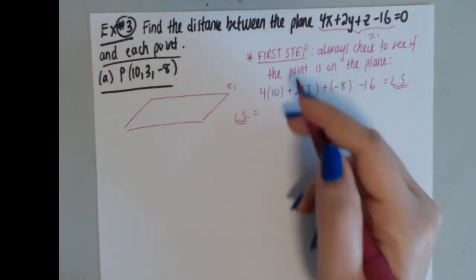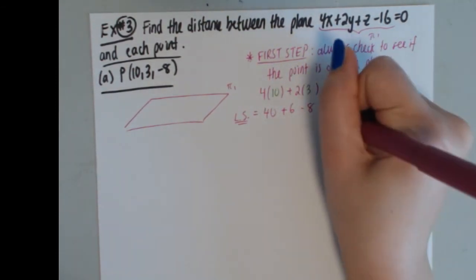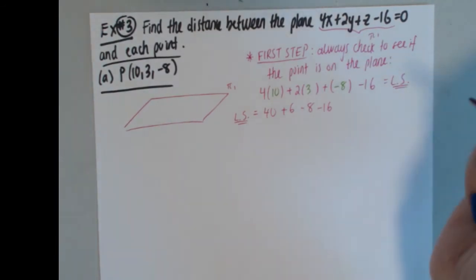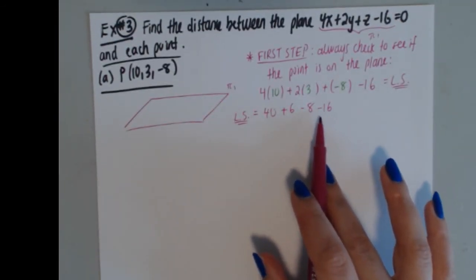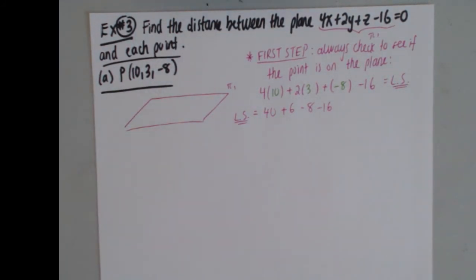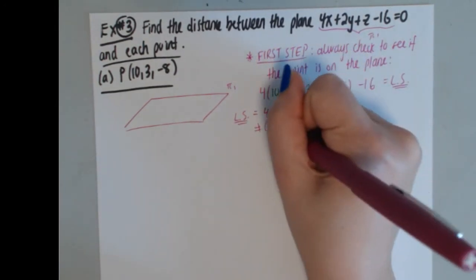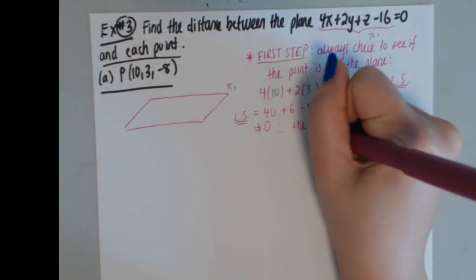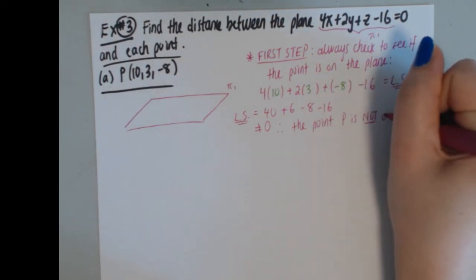All right, so left side. We have 40 plus 6 minus 8 minus 16. So 46, negative 8, and negative 16 make minus 24. 46 minus 24 does not equal 0. So this does not equal 0. Therefore, the point P is not on the plane.